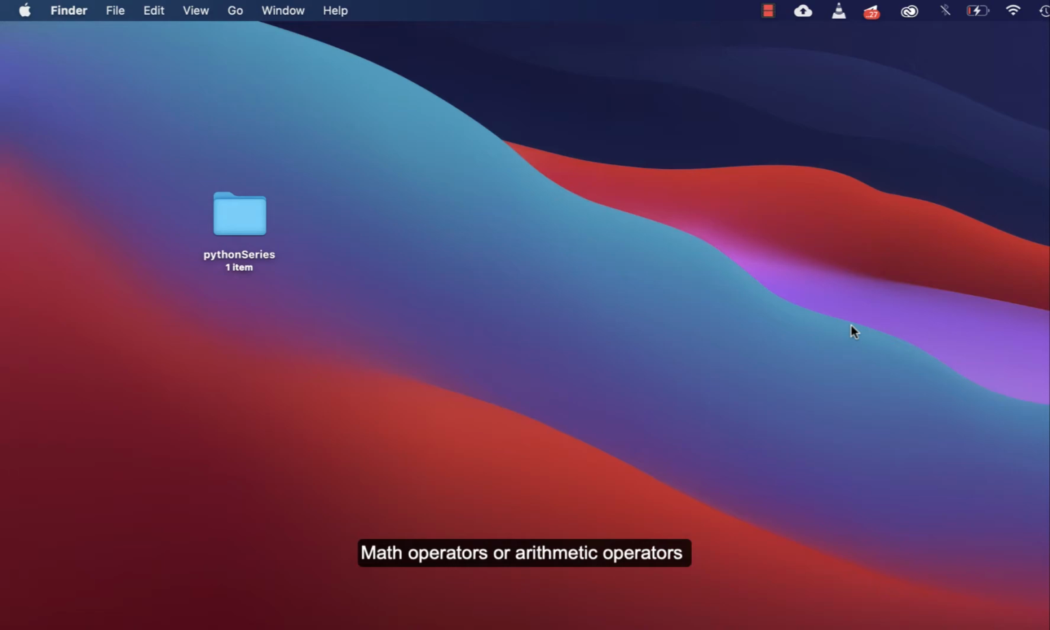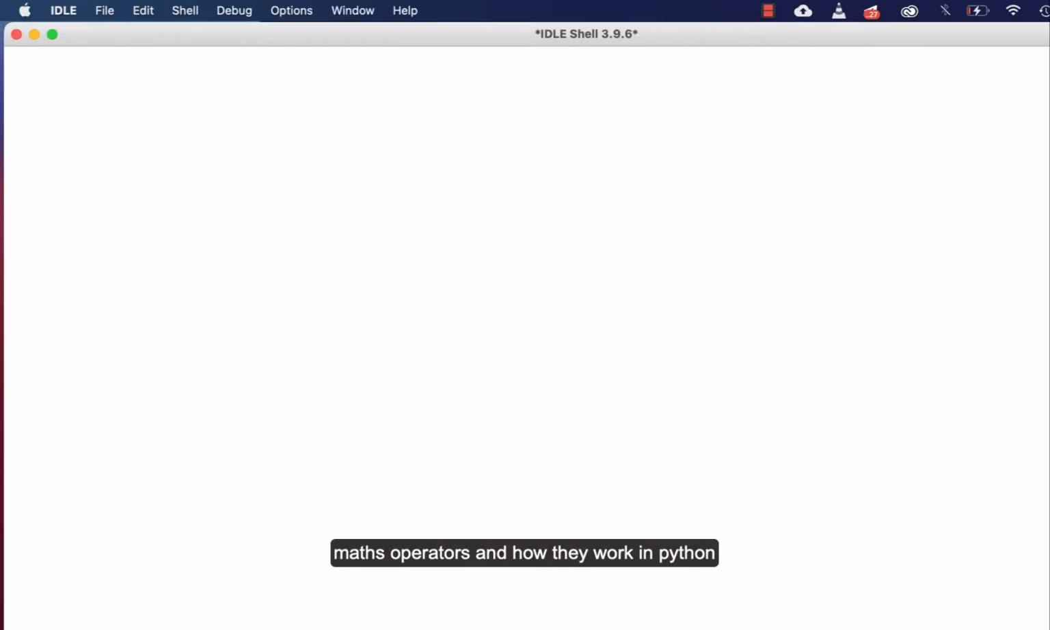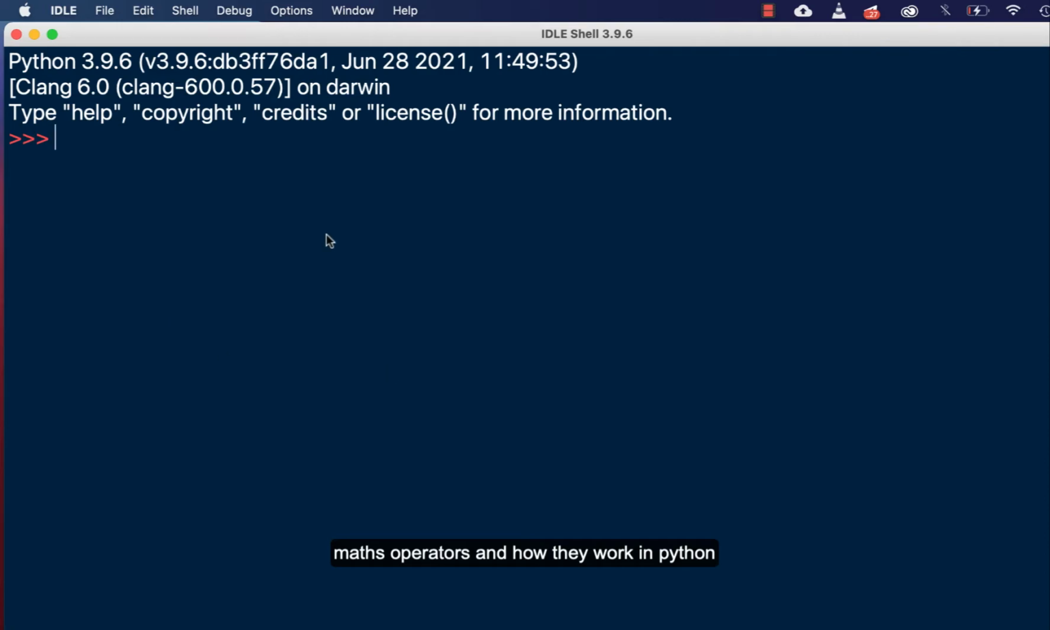Math operators or arithmetic operators are simply the basic subtraction, division, addition, and other arithmetic operators in programming languages like Python, like the multiplication and the modulus. Quickly, let's open our IDLE and try some basic math operators and how they work in Python.